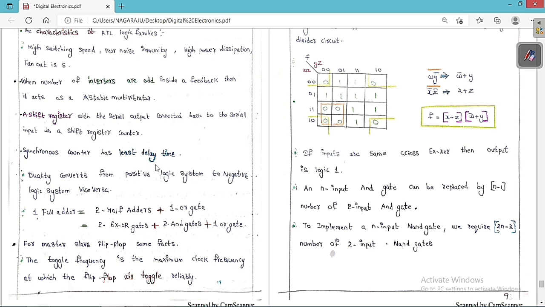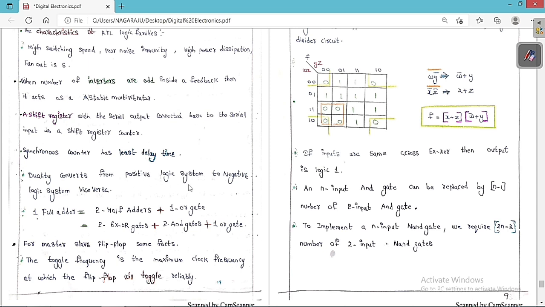I have already told you a synchronous counter has the very least delay time, whereas an asynchronous counter has the highest delay time, because in the synchronous counter the delay time is only 1 TPDFF, whereas for an asynchronous counter the delay time is equal to n times TPDFF. So that is the reason a synchronous counter has the least delay time when compared to an asynchronous counter. A synchronous counter with n bits has only the delay time of TPDFF, whereas an asynchronous counter of n bits has n into TPDFF.